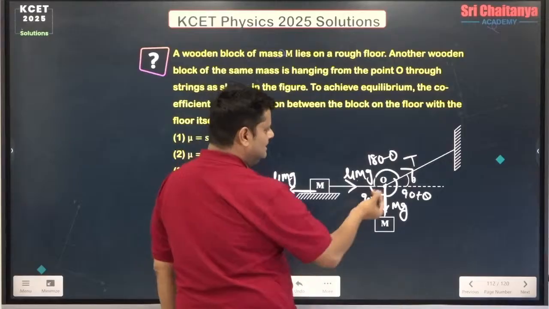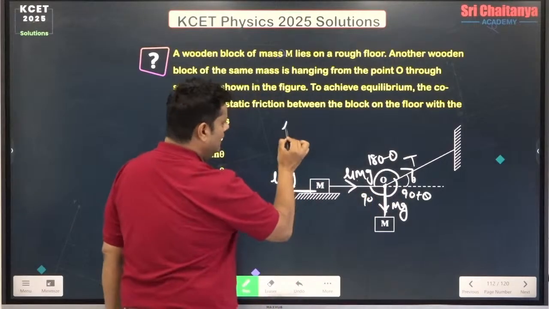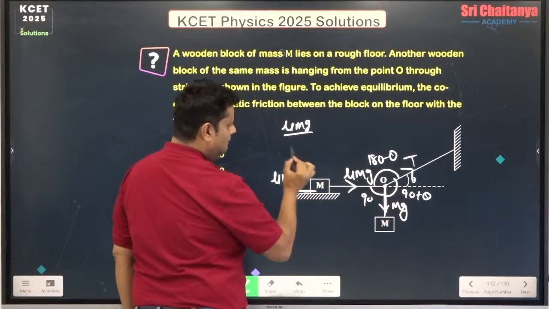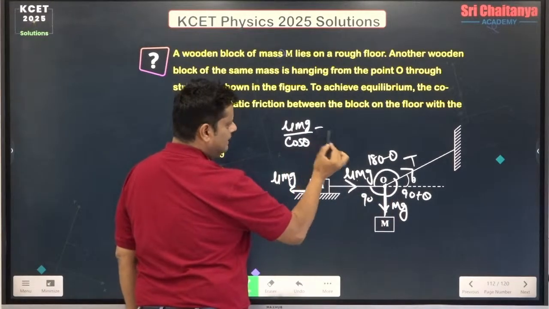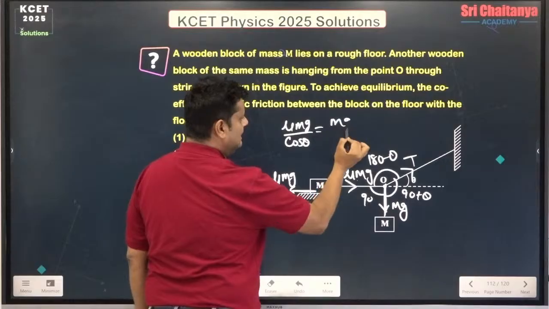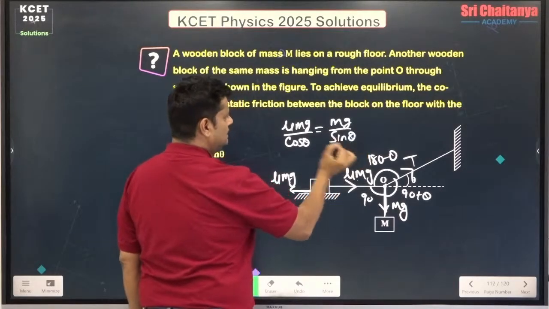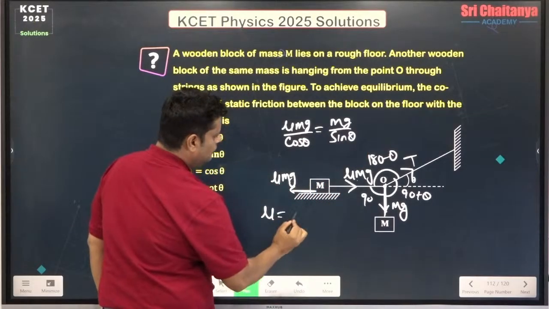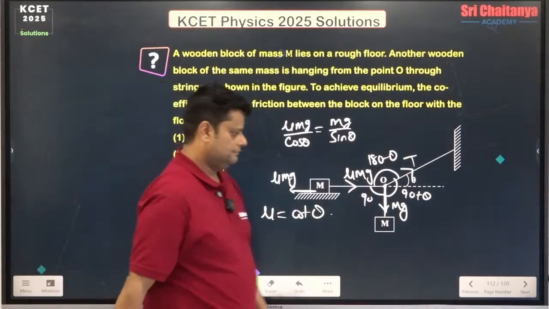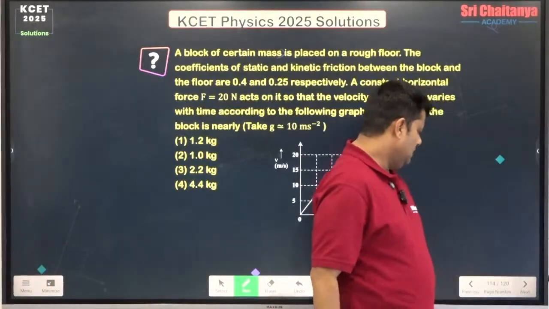We are not concerned with this tension value. This mu mg upon sine 90 plus theta, that is cos theta, equals mg upon sine 180 minus theta, that is sine theta. So straightforward, the value of mu will be cot theta. So this fourth option is the correct option, right?